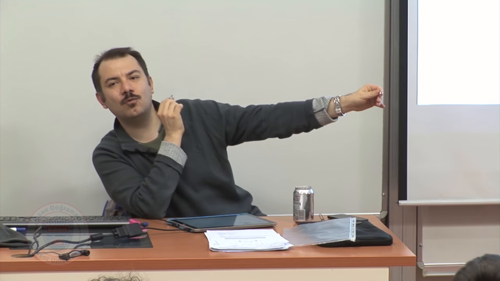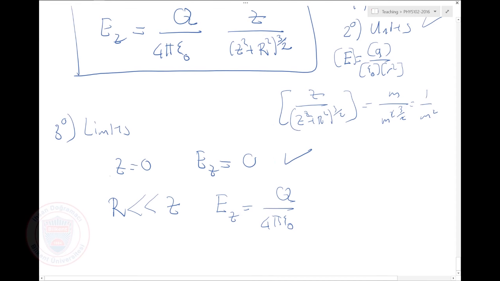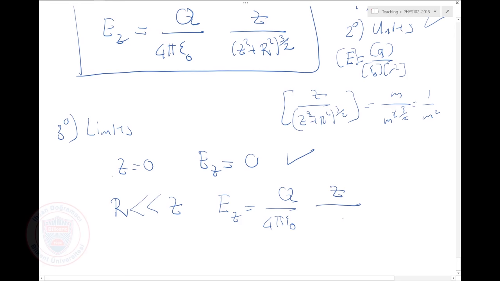But here is a better limit. What if I go very, very far away from this object? Maybe think of this object like a hydrogen atom. Its radius is 1 angstrom and I'm looking at it from 1 meter away. So what happens if R is much, much smaller compared to Z? Then here is my electric field, Q over 4 pi epsilon 0 times Z. Now, R is much smaller compared to Z, so I'm going to ignore that. So this is going to be Q over 4 pi epsilon 0 Z square.